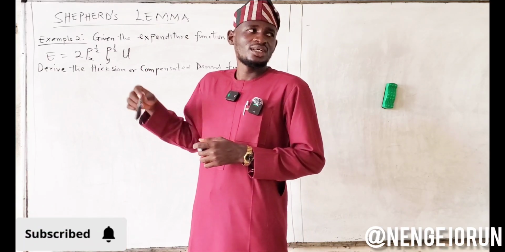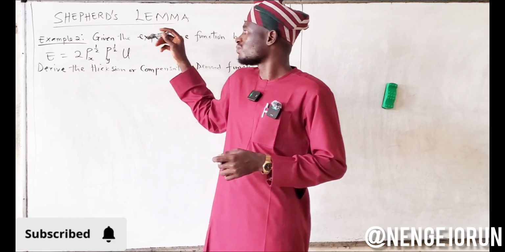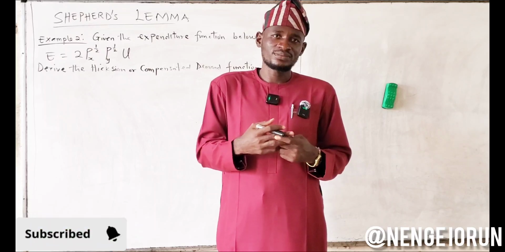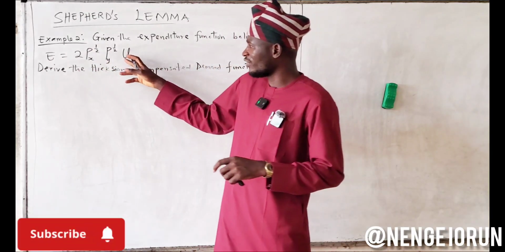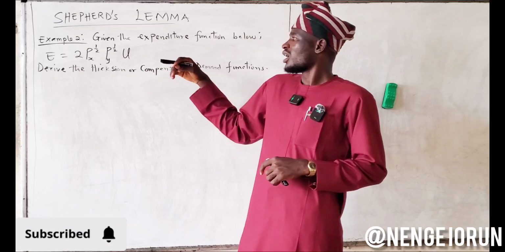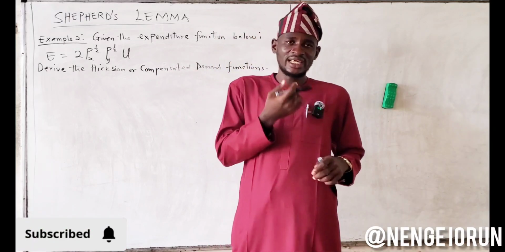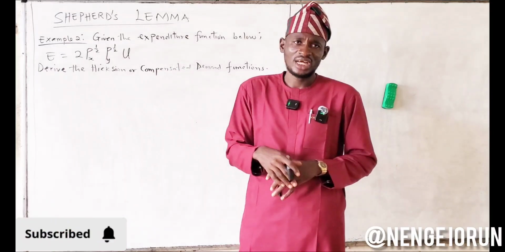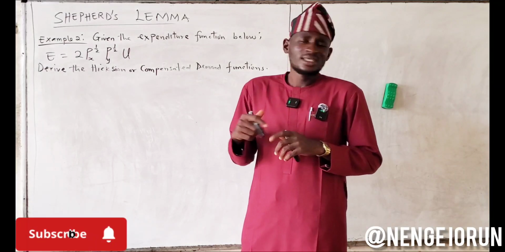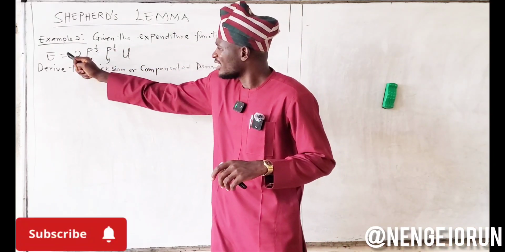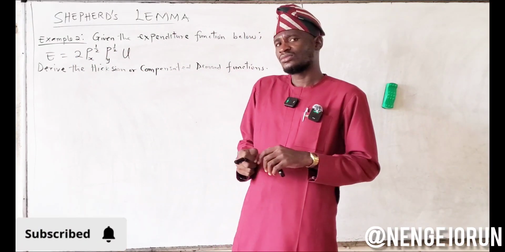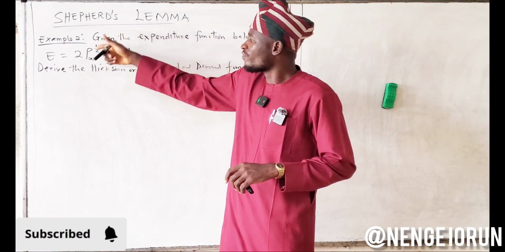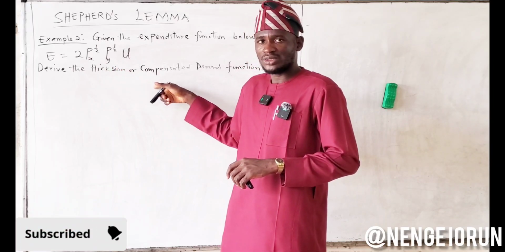demand functions. Now for the Shephard's lemma, it is applicable when you have the expenditure function. So when you have an expenditure function given for you, you will be asked to either derive the compensated demand function or the Hicksian demand function. How can you go about this? Just know this, that from the expenditure function, you will be expected to use the Shephard's lemma to find the Hicksian or the compensated demand function.